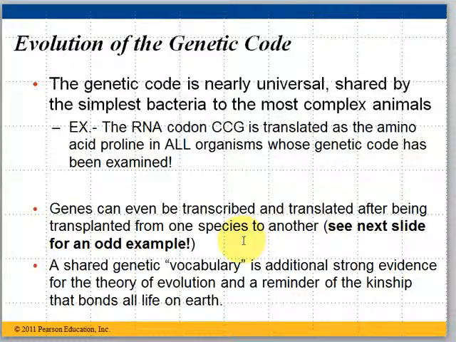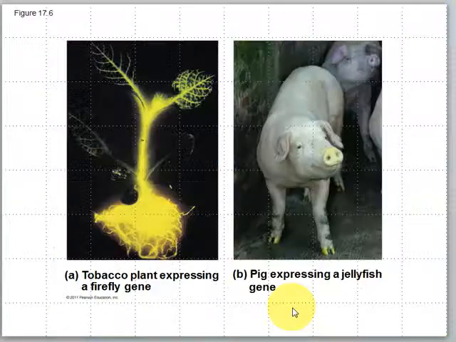So you can take a gene that codes for a particular protein, take it out of one creature and put it in another, and it will work because it's the same alphabet. This shared genetic vocabulary, again, is strong evidence for the theory of evolution and a good reminder of the kinship of all living things. I like this idea that I and an oak tree and my dog at home and whales that swim in the ocean, that we are all interrelated, that we share something in common. For me, that's a cool feeling. So take a look at this next slide for an odd example, and then we'll take a break.